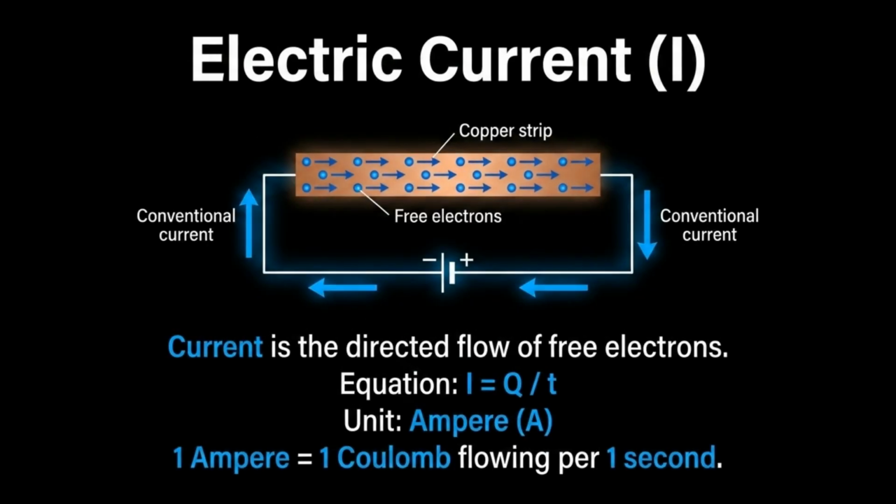Electric current I is the directed flow of free electrons. The equation is I equals Q divided by T, and the unit is ampere, A. 1 ampere is equal to 1 coulomb flowing per second.